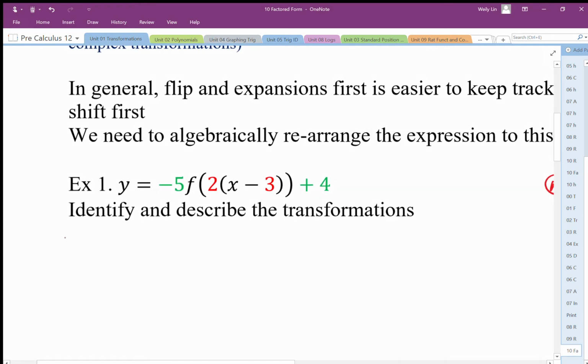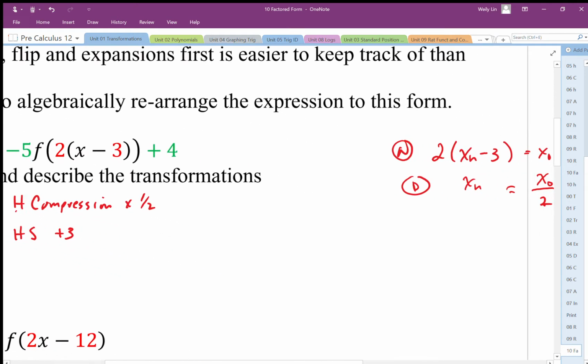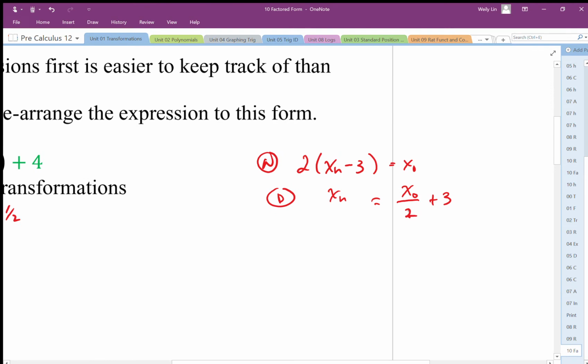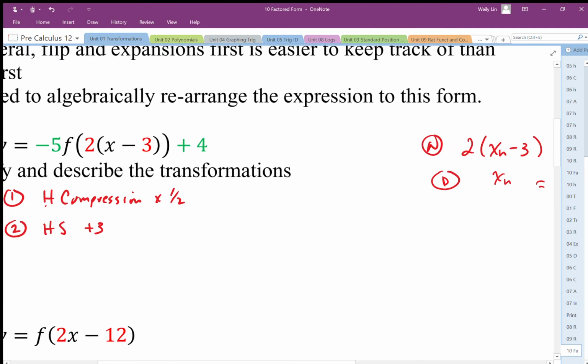So my change in X is first going to be a horizontal compression by half, and it's still backwards. Secondly, it's going to be a horizontal shift, and it's minus 3, so that means it's going to be plus 3. So it's still backwards, but the order is fixed. We don't have to worry about order anymore. We can see here: compress first, shift plus 3 last.